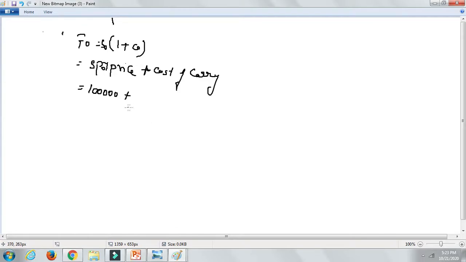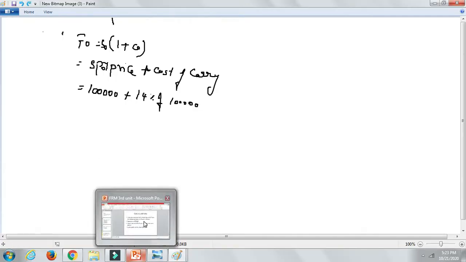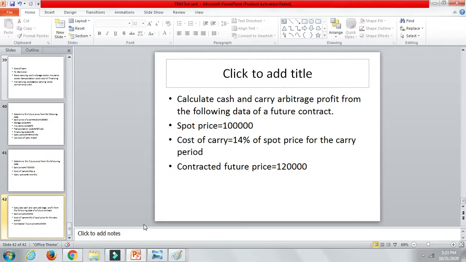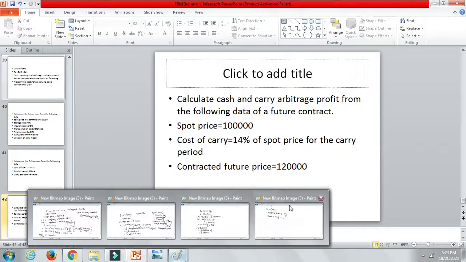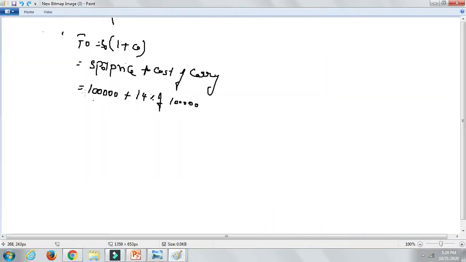Here, because he has not given months as such, he would have given months and all, he would have calculated like that. Directly what you can do is 14% of 1 lakh. That is nothing but spot price. It's not 1 lakh, it is 10 lakhs what I have written. So if you check out over here in the question, what he said, cost of carry is nothing but 14% of spot price for the carry period. So over here it will be 1 lakh plus 14,000.